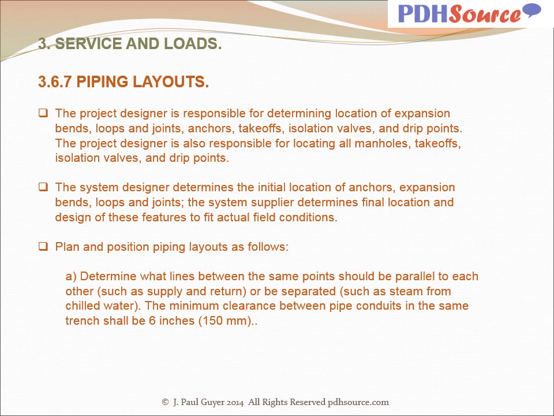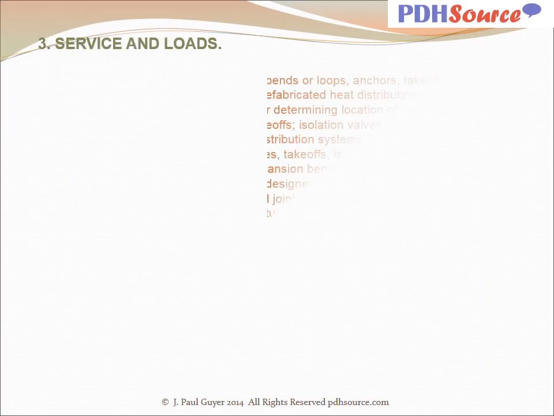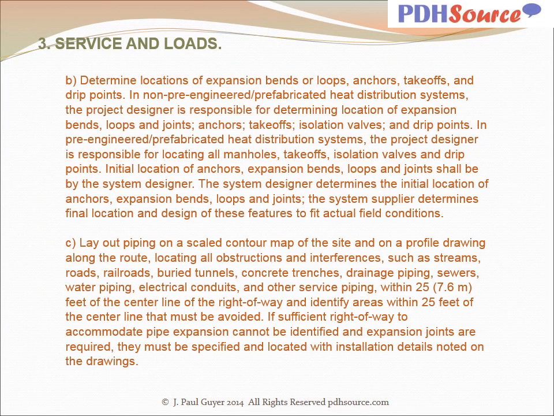Determine what lines between the same point should be parallel to each other, such as supply and return, or be separated, such as steam and chilled water. The minimum clearance between pipe conduits in the same trench shall be 6 inches. Determine locations of expansion bends or loops, anchors, takeoffs, and drip points.